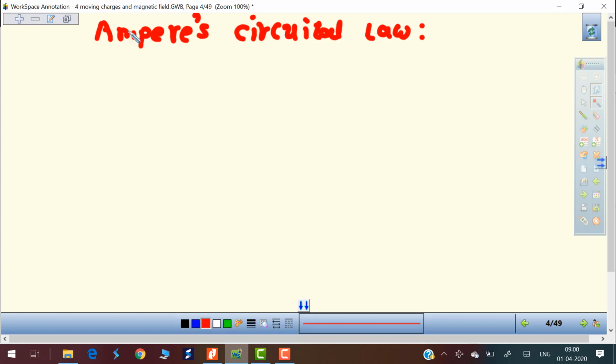So actually it is very similar to the Gauss law in electrostatics. Biot-Savart law is also used to find the magnetic field. Ampere's Circuital law is also used to find the magnetic field. But here the condition is that it is for a symmetric current distribution.